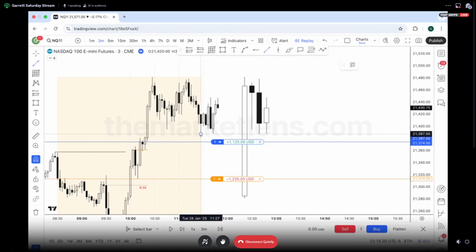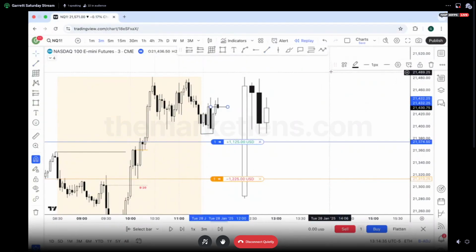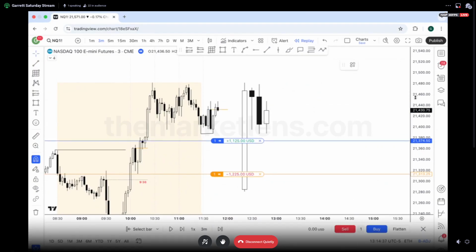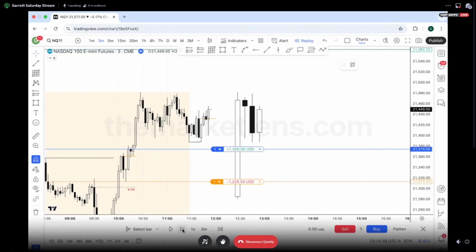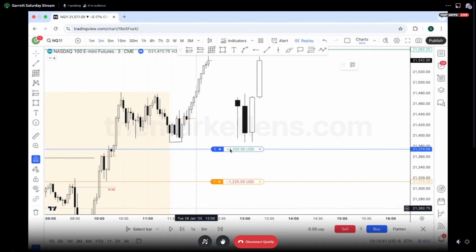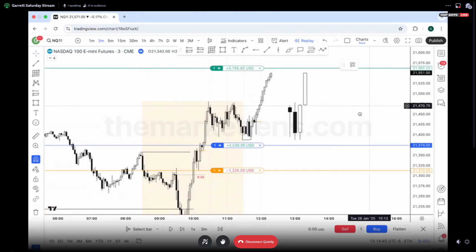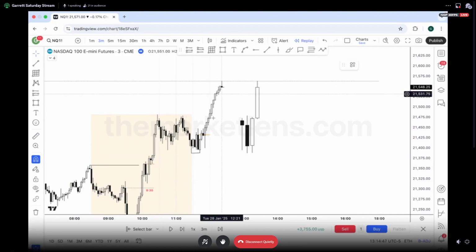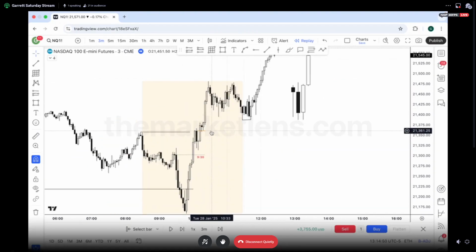And then we get accumulation. You have an SMT here, I believe. So this is going to be a valid entry right here. I don't know if this works, but I think that's valid right there. Yeah, because you have this closure right here. So this is just accumulation, right? Or redistribution, whatever you call it. And you hit your TP there. That was a really good day. A good day.